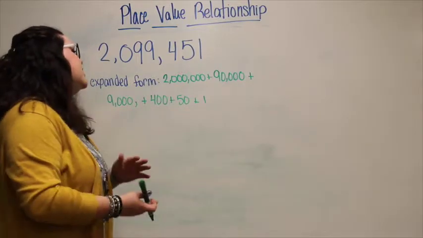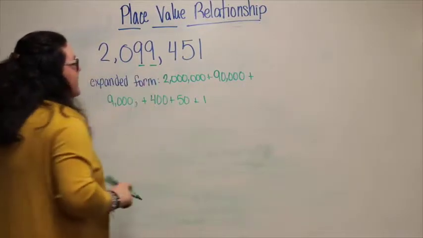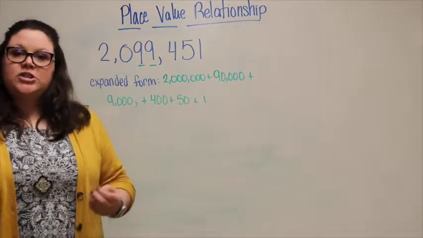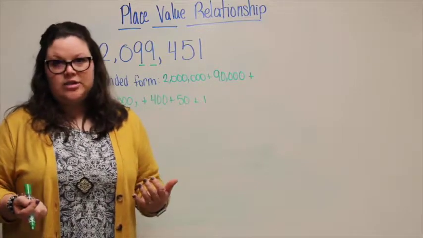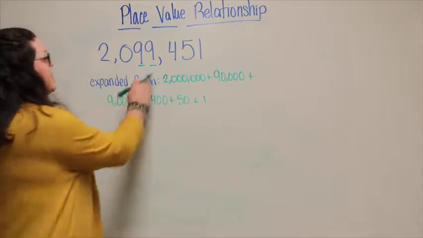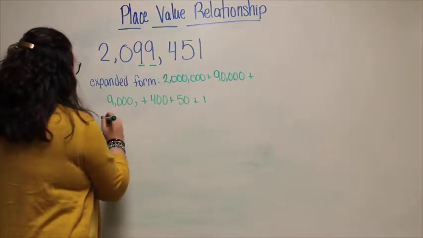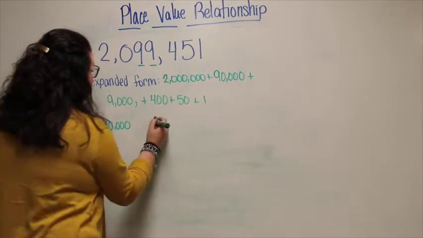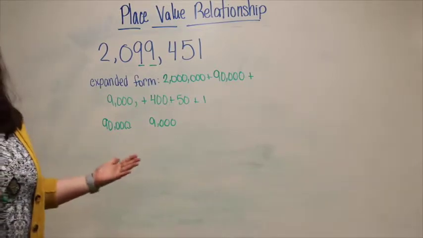We are going to be really focusing on these two digits right here. Because they are the same digit, I can say they have a relationship with each other of either being 10 times or 1/10 of each other. So when I put this number in expanded form, it's easy for me to see that this 9 was equivalent to 90,000, and this 9 was equivalent to 9,000. So I'm going to write these numbers side by side.